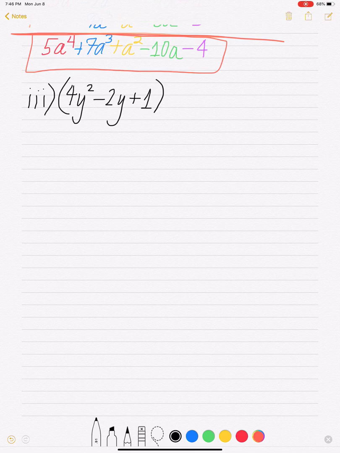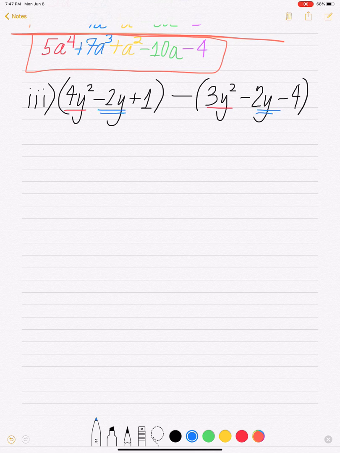I'm going to put that in parentheses. And after that, I'm going to put a minus in parentheses 3y squared minus 2y minus 4. Okay. So the very first thing I'm going to do, I'm going to color code. I'm going to call my y squares my red terms. My y terms I'm going to call blue. And my constants I'm going to call green. My constants are just my numbers there.